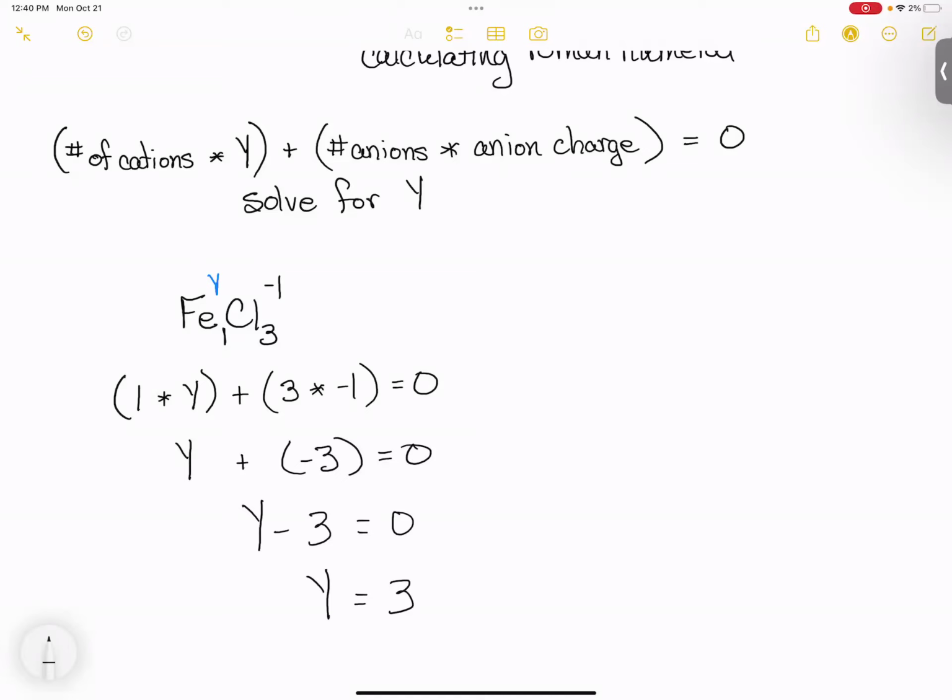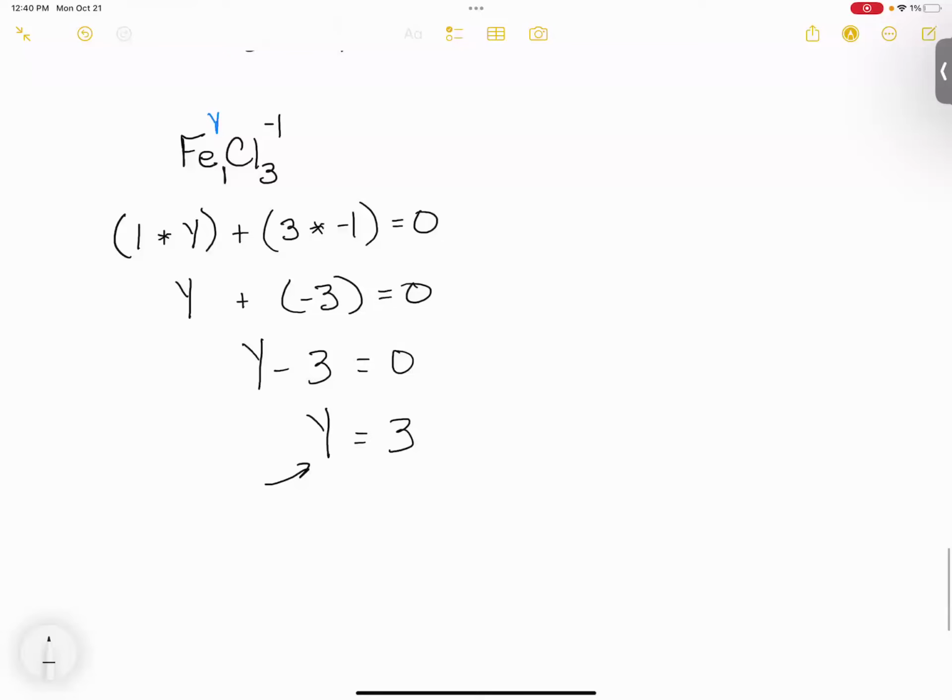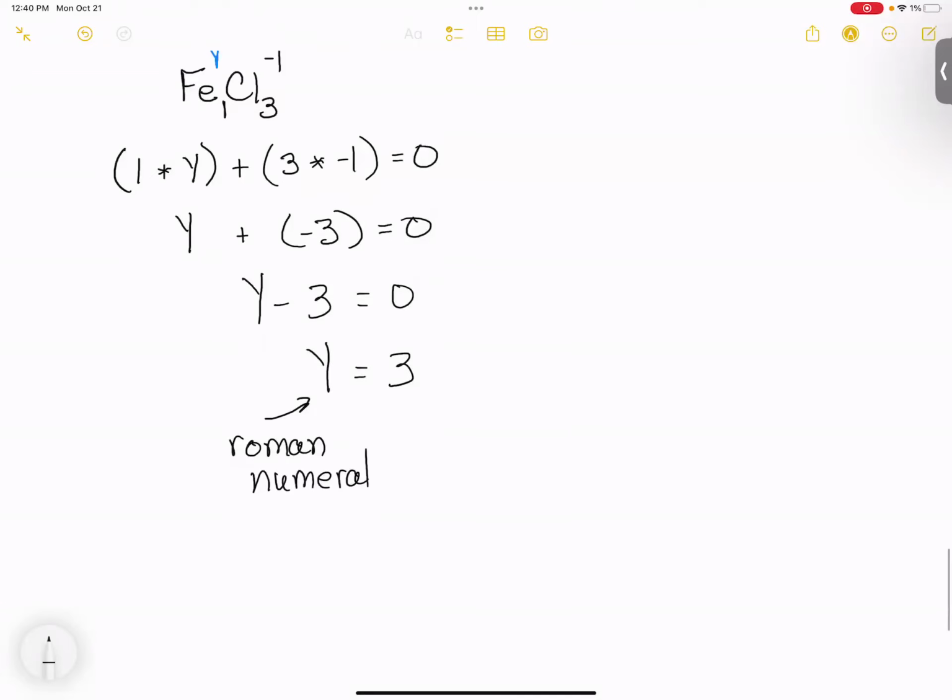So this compound, y again is telling you the Roman numeral. So this is iron with a Roman numeral of 3, and then chloride. Now, folks, if you don't know the charge on your anions, you're not going to be able to do this math.